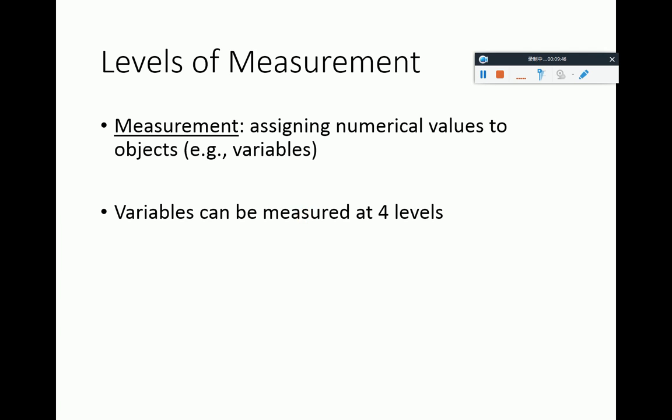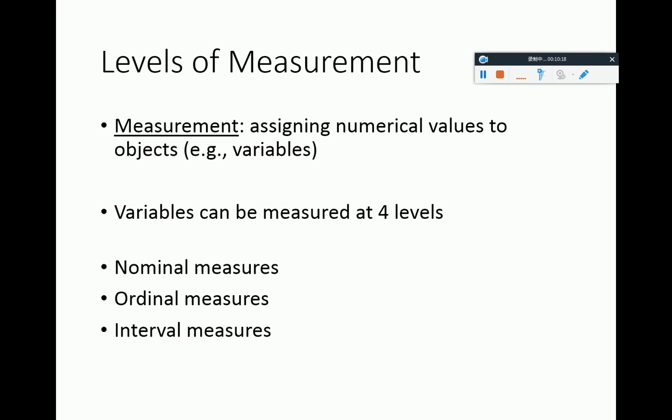In general, there are four different levels at which we can measure any particular kind of concept. Or to phrase it in another way, there are four different ways that we can turn a concept into a variable. The first level we'll call nominal measures. The second level we'll call ordinal measures. The third we call interval measures. And the fourth we call ratio measures.